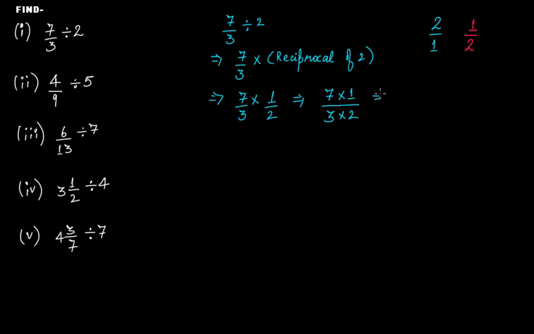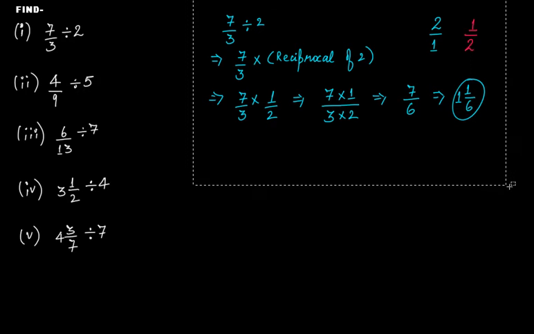Okay, and this will be 7 over 6. If you want to write this in the form of a mixed fraction, then if you divide 7 by 6, you'll get 1 as the quotient, 1 as the remainder, and the 6 is here. So this is the mixed form representation of 7 over 6.